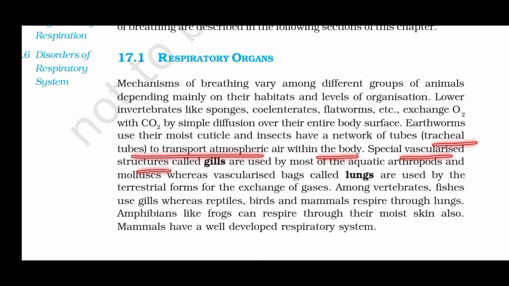body. Special vascularized structures called gills are used by most of the aquatic arthropods and mollusks, whereas vascularized bags called lungs are used by the terrestrial forms for exchange of gas. Among vertebrates, fish use gills, whereas reptiles, birds, and mammals respire through lungs. Amphibians like frogs can respire through their moist skin. Also, mammals have a well-developed respiratory system.